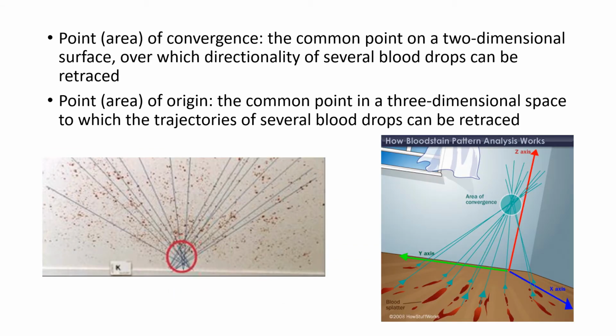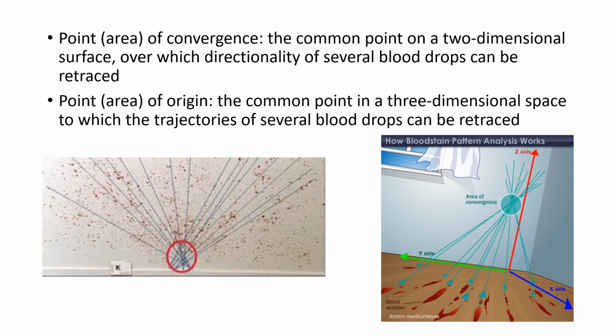Whenever we are at a crime scene and trying to kind of map out where the victim was, where the offender was, things like that, we can find the point or area of convergence and point or area of origin. The point or area of convergence is the common point on a two-dimensional surface, so on a flat surface, over which directionality of several blood drops can be retraced. So this might be looking at blood drops that are on the floor and tracing them back to where on the floor did these come from. This is depicted in the left picture.